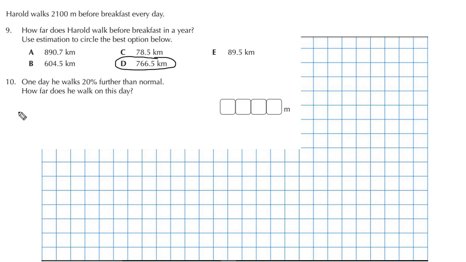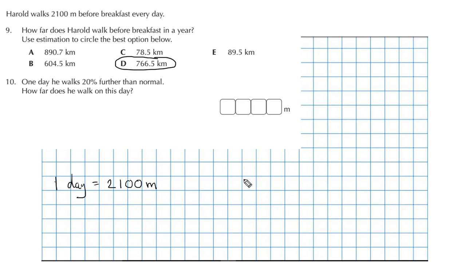On one day, he walks 20% further than normal. So we don't need any of this information now, because this was how far he walks in a year. We're just back to what he does in a day. In one day, he walks 2,100 meters, and we want to find out what's 20% of that. Now the easiest thing to do is to think, what's 10% of that?